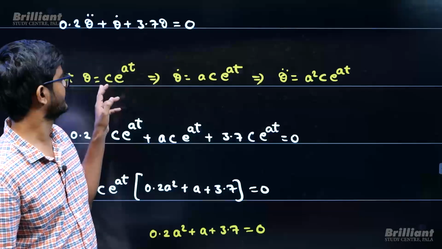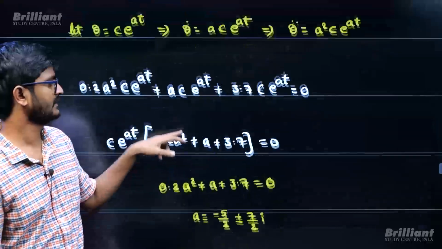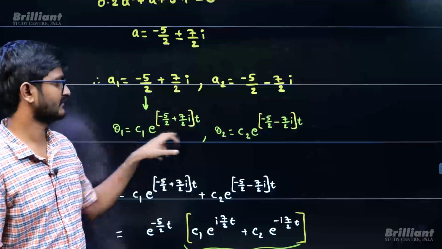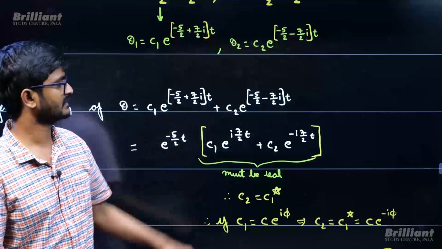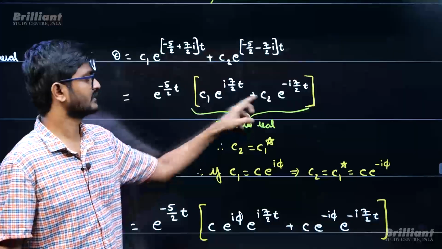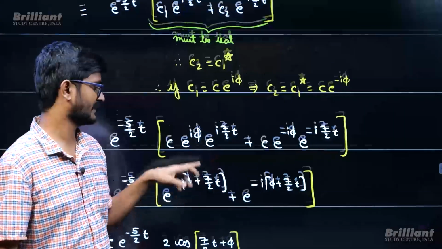What we will be doing, we will be guessing the solution. So theta dash, theta double dash, we will be substituting it back. We will be getting a quadratic, and we will be getting the solution of the quadratic. So this is one solution, this is the other solution, but the general solution will be the summation of these two. Now this must be real, so these two must be complex conjugates. So if C1 is this thing, C2 will be this thing.